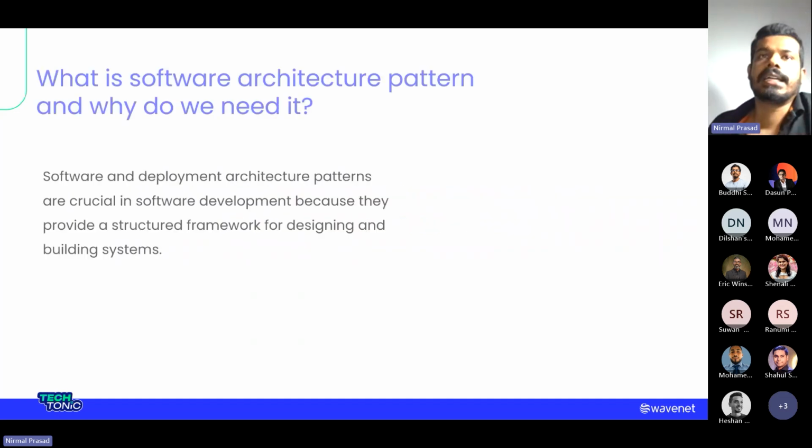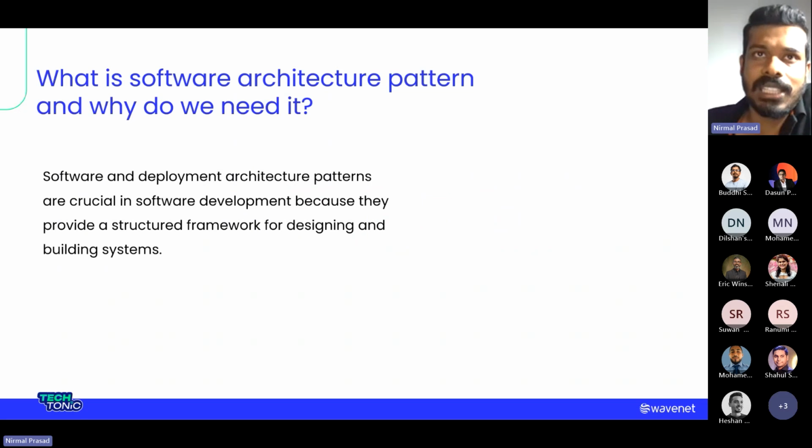Same as physical constructions, for software we also need a properly structured framework to design and build our systems. Why do we need this? Because we need to achieve some areas, not only the technical things, but also cost and time. We need to think about those before we build a system. So that's why we need to develop a proper architecture pattern before building a system.